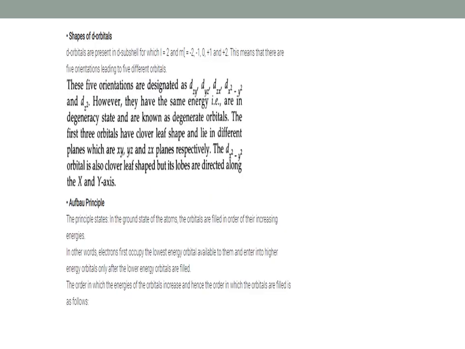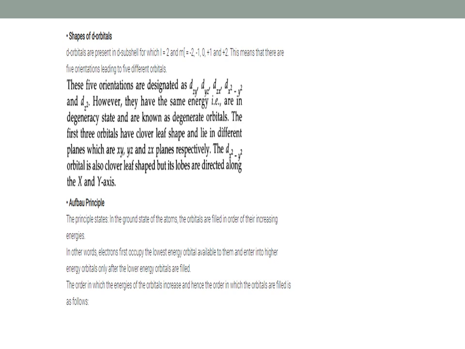Shapes of d orbitals. d orbitals are present in the d subshell, for which l is equal to 2 and m has values -2, -1, 0, +1, +2. These five orientations are designated as dxy, dyz, dzx, dx²-y² and dz². They have the same energy, that is, they are called degenerate orbitals.